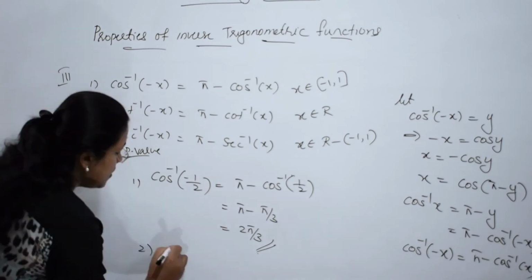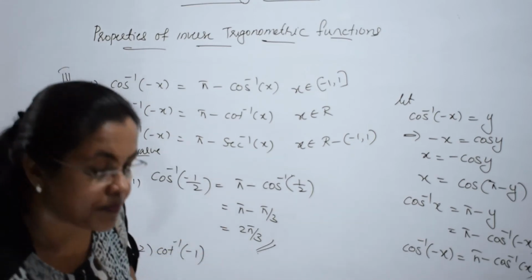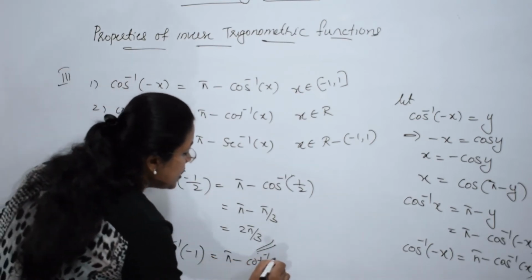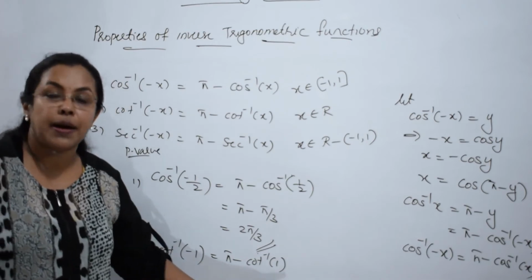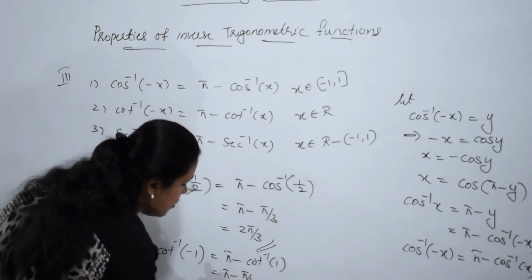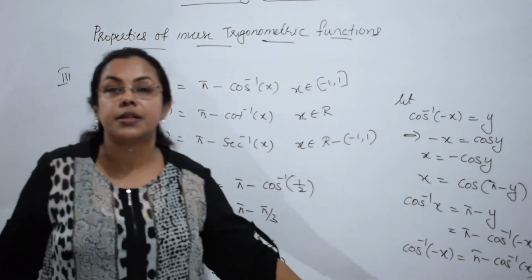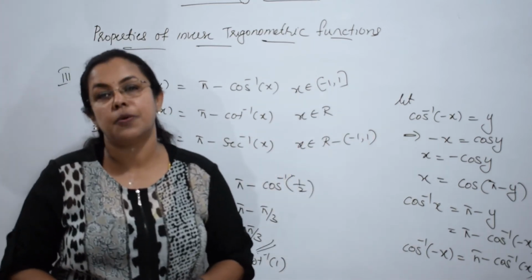One more. Cot inverse minus 1. We can write it as pi minus cot inverse 1. We know what is cot inverse 1? Pi by 4. That means pi minus pi by 4, that is equal to 3 pi by 4. Instead of a lengthy process, we can write the values directly with the help of these properties.